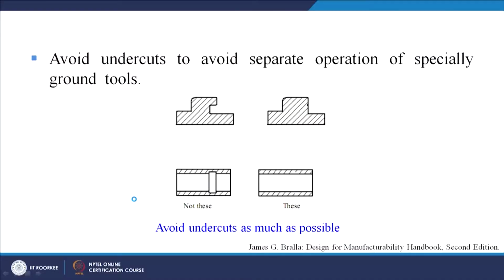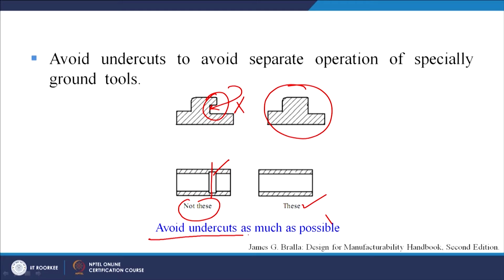Now avoid the undercuts to avoid the separate operation of specially ground tools. So this is not recommended. This is an undercut here, which is not required. So we can design the part like this. This is also not recommended. This is a difficult shape to machine, and this is a good shape which can be easily machined. Avoid undercuts as much as possible.